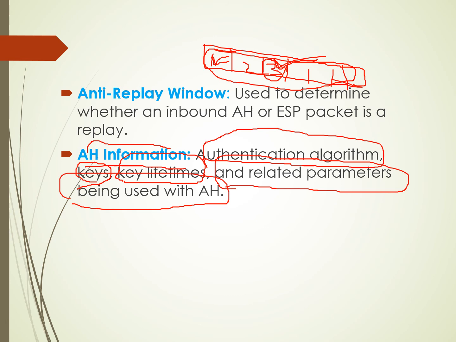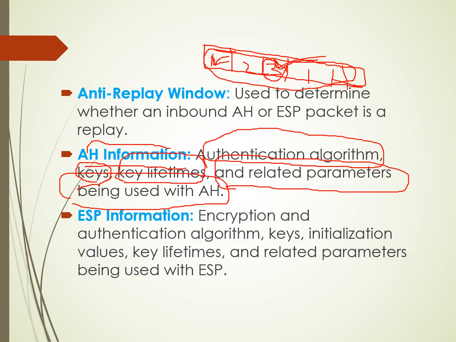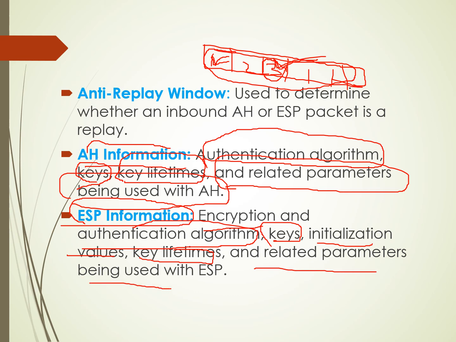Suppose IP security is followed by the ESP, Encapsulating Security Payload protocol, then this parameter is going to give the information about the ESP protocol. What type of encryption has been used, the authentication algorithms used, keys used, and initialization values used for ESP, key lifetime, and the related parameters being used with the ESP.